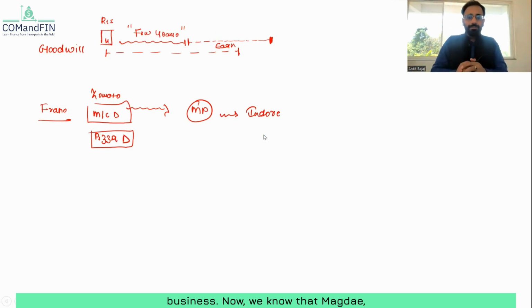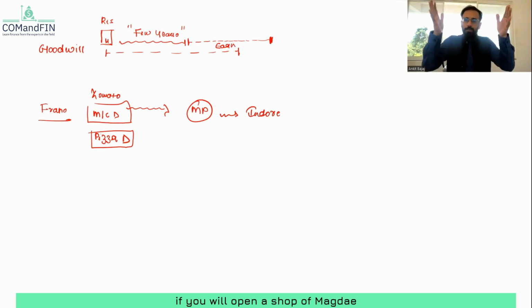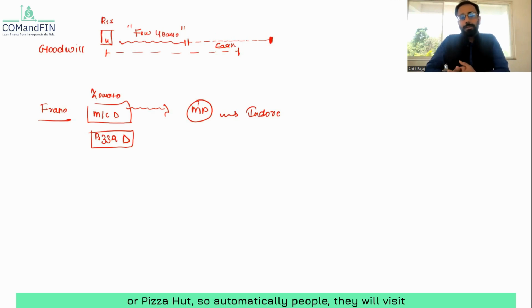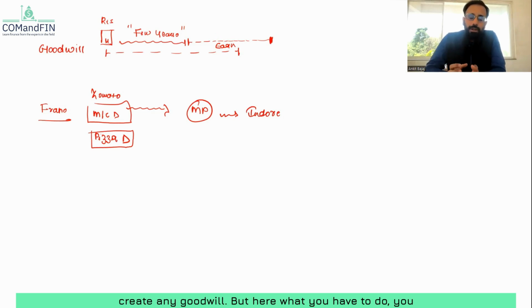Now we know that McD, Pizza Hut, Zomato, they have goodwill in the market. Now, if you open a shop of McD or Pizza Hut, automatically people will visit your shop from day one. You do not have to create any goodwill. But here, you have to be ready for the revenue sharing.